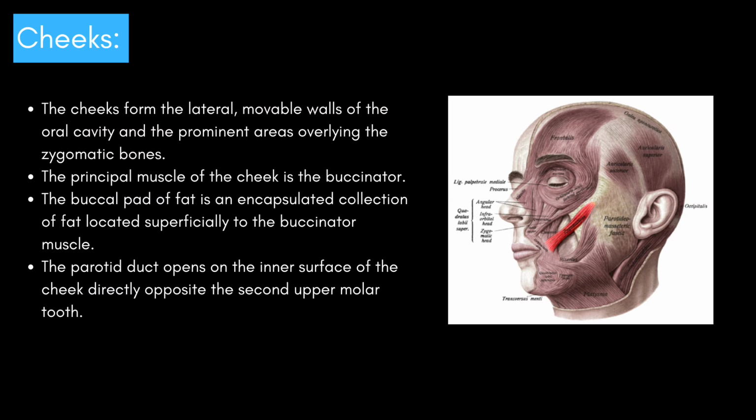Let's start off by taking a look at cheeks. The cheeks form the lateral, movable walls of the oral cavity and the prominent areas overlying the zygomatic bones. The principal muscle of the cheek is the buccinator. The buccal pad of fat is an encapsulated collection of fat located superficially to the buccinator muscle. The parotid duct opens on the inner surface of the cheek directly opposite the second upper molar tooth.